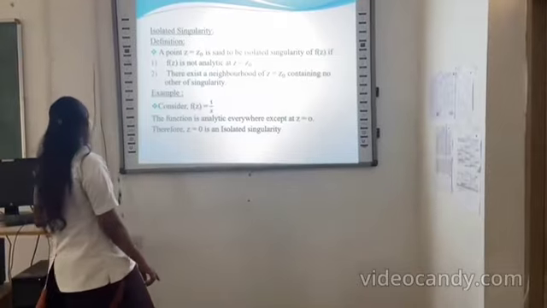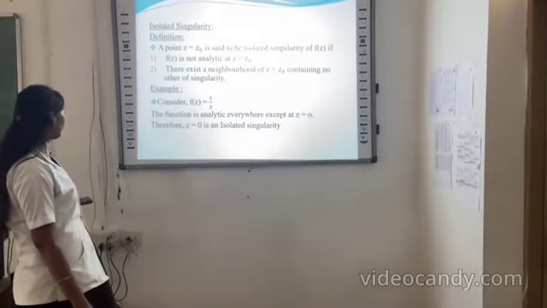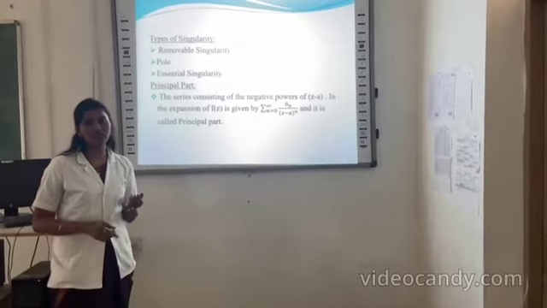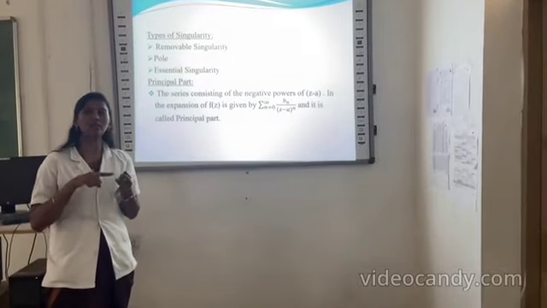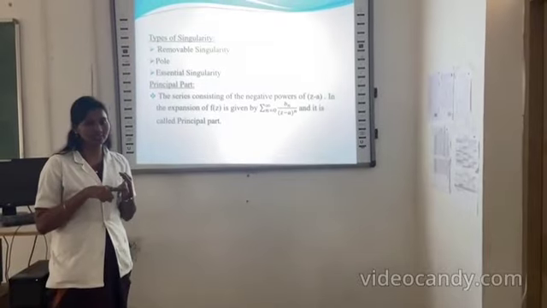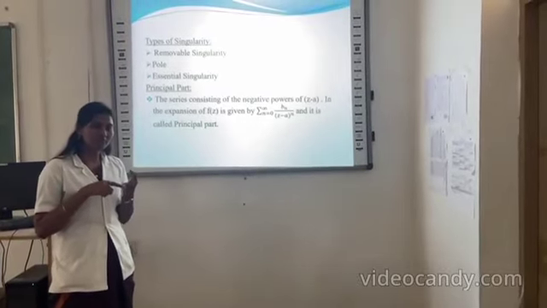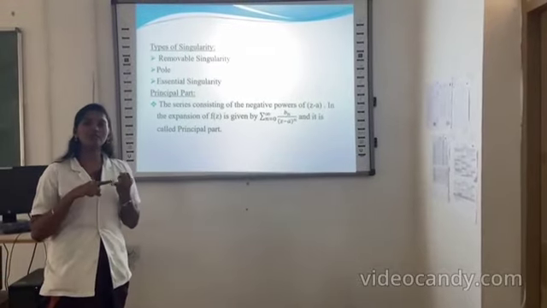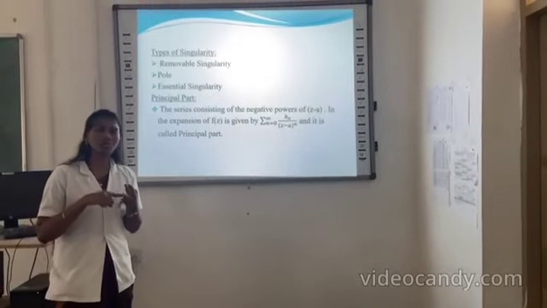Okay, so next we move on to the types of singularity. Here you have three types of singularity: one is a removable singularity, another is a pole, and another is an essential singularity. To verify these three singularities, you have two methods: one is the principal part method, and another is the limit method.